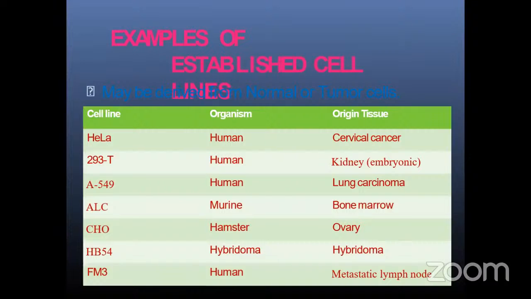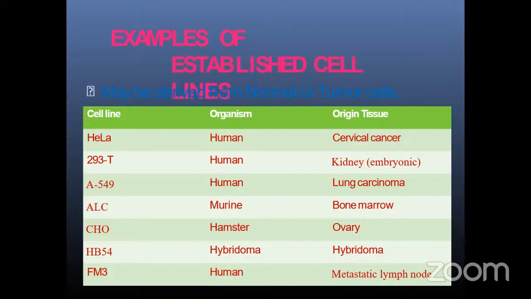So here the established cell lines can be normal also. Don't think that transformed cells always means they are cancerous. No, they can be normal cells also, but they have become transformed because of some mutations, but they are not cancerous, right? Or they can be tumor cells also.